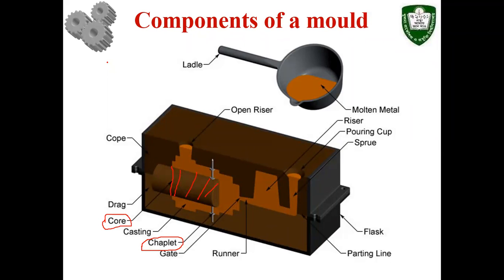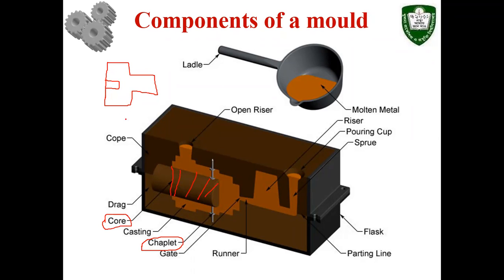Okay. So if I show a 2D view of a component, let's say I want to make this one, this is the component, then I don't need to put any core in here. The molten material will flow into the whole empty region, the whole cavity. Yes, sir. Then we can produce that. But if I want a hole in here, then how do we do that?